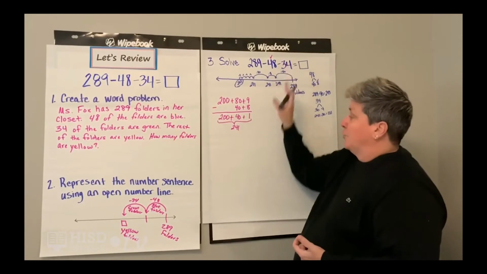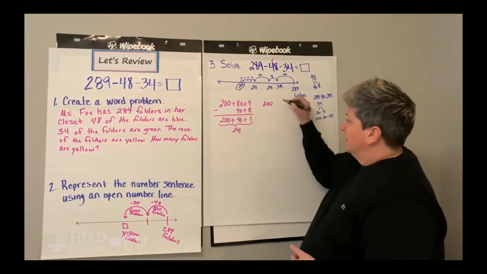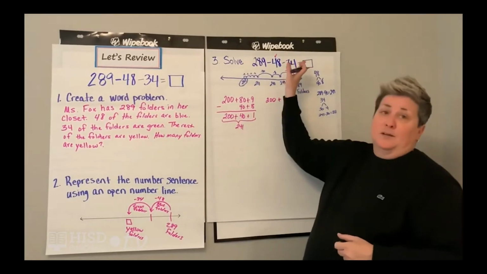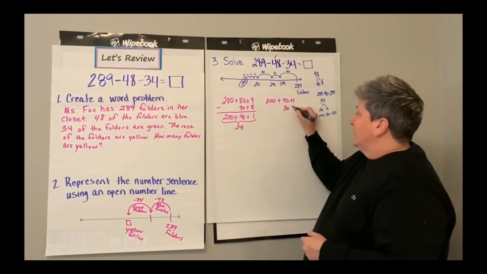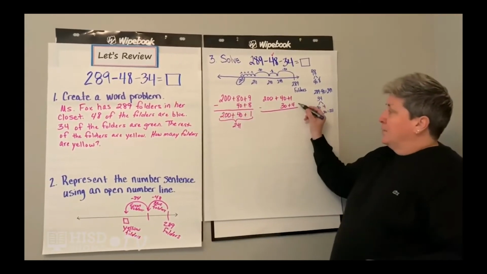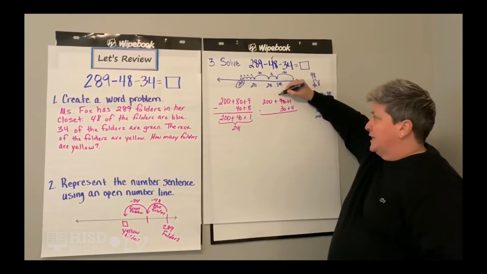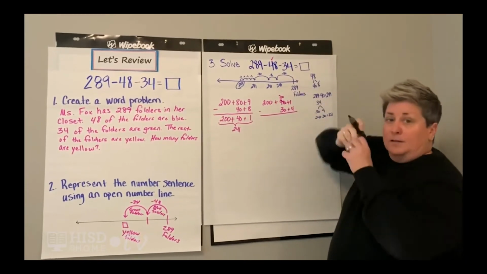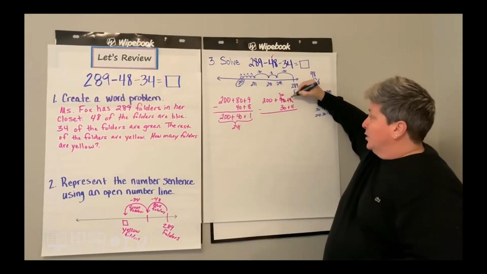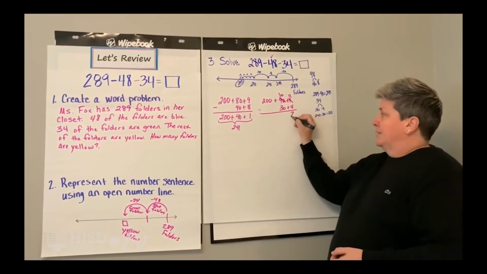Now I need to take 34 from 241, and let's expand that to 200 plus 40 plus 1. And now we're going to take 34 from that, which is 30 and 4. And what I see here is that I'm going to have a hard time taking 4 from 1, so I can go ahead and regroup. This 40, I can take a group of 10. I can expand that group of 10 into 10 groups of 1. 10 groups of 1 and 1 more is 11. So 4 from 11 is 7.